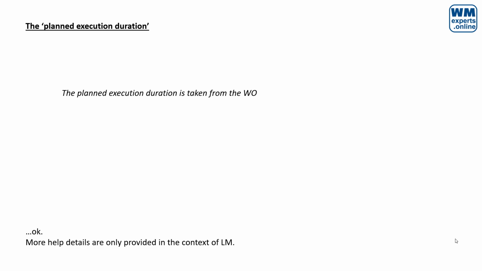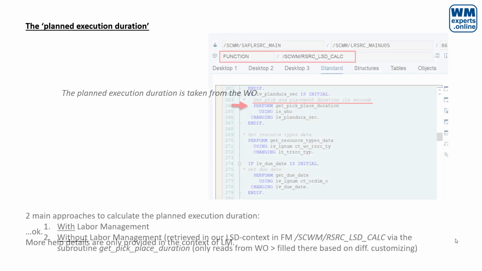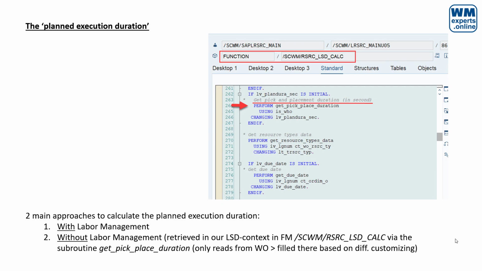Now, there is a lot more details about how this is being calculated with labor management being active, but I decided to take labor management out of scope of this video, just assuming that most of you will not use it and that the calculation differs considerably in case you are activating labor management. So I might do a separate video, but for this one I decided to take it out of scope. And without labor management there is not much in terms of details and explanation in the help text. So I decided to take the deep dive here.